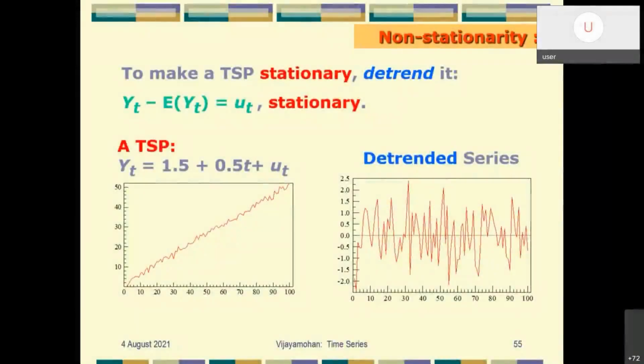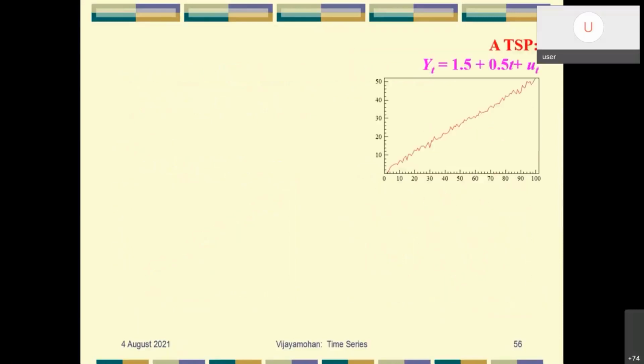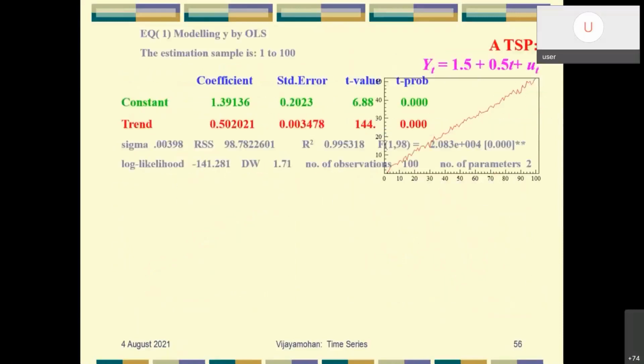So considering a time series, we have to make it stationary. So we will detrend it. Now here I am giving the manual operation of detrending.